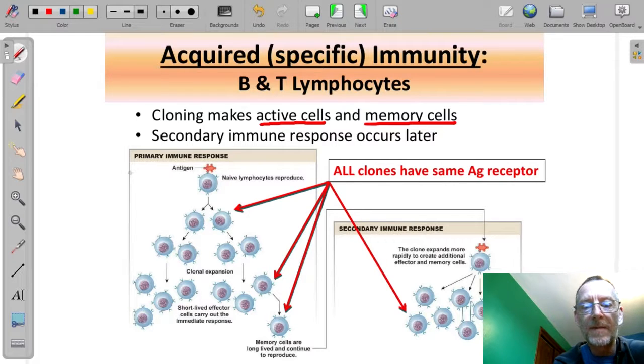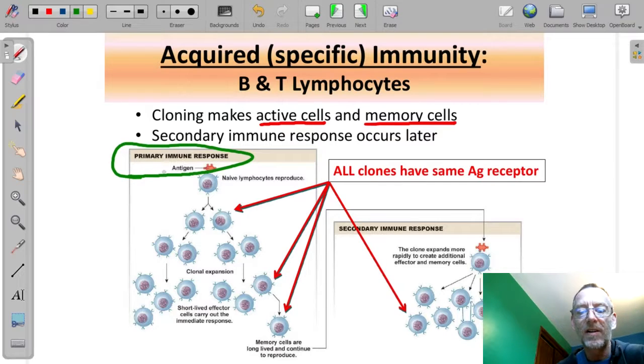So primary just means the first time the cell encounters that particular antigen. It finds one T cell or B cell, it's said to be naive, meaning that this cell has never seen that antigen before. It just happens to have a receptor on the surface that recognizes the antigen. When those two bind, that activates the lymphocyte to begin dividing, and it makes clones of itself.